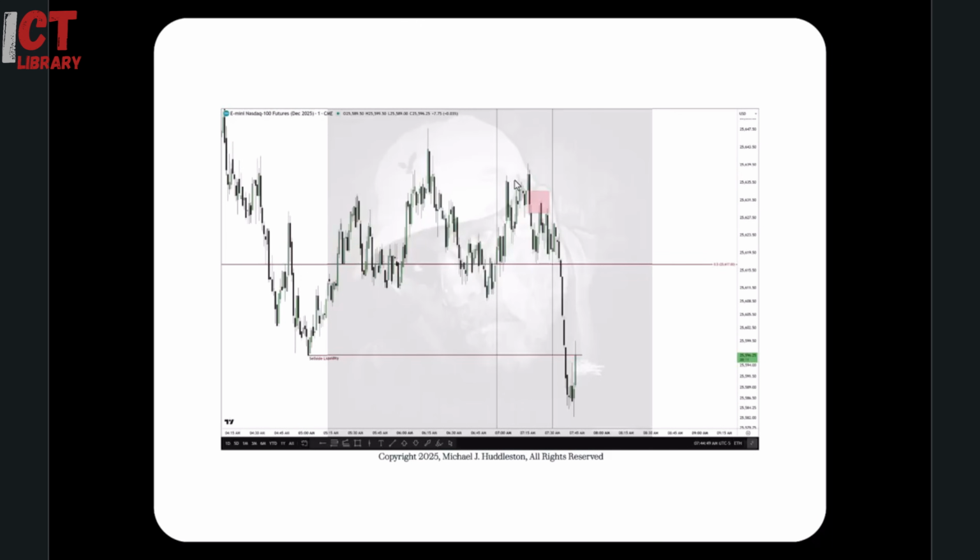By having this perspective of knowing what the opening ranges are and how to use them effectively, that's what I'm showcasing here. So you can see it's beautifully illustrated here, drops down and draws into the liquidity there.